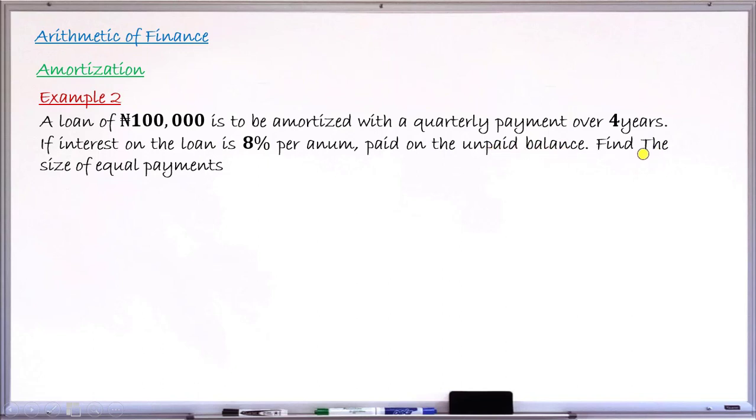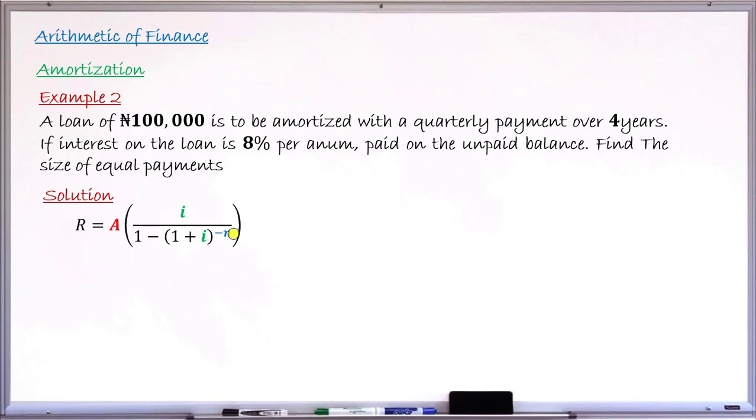So the question asked here is to find the size of the regular payment. That is, what amount shall we be paying each and every 3 months for this period of 4 years to offset this loan of 100,000 naira completely. Solution to this very problem. So writing down the formula that gives the size of the regular payment, R equals A multiplied by the bracket, inside the bracket is I over 1 minus 1 plus I raised to the power of minus N.